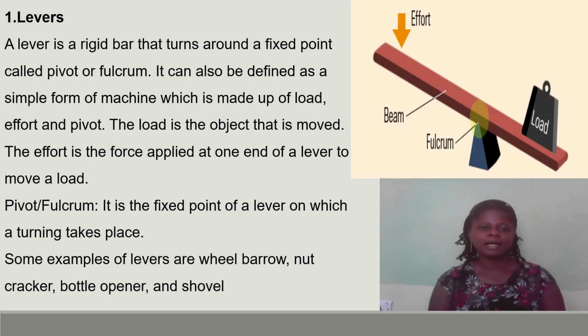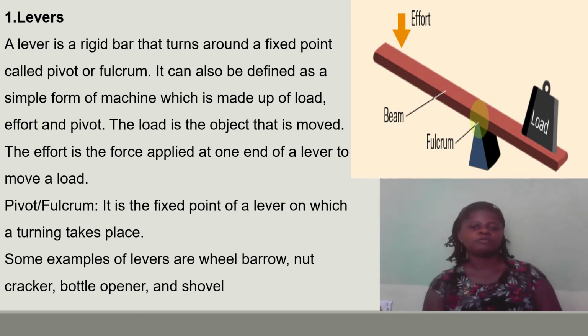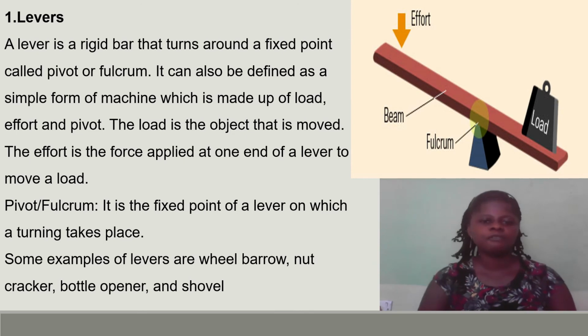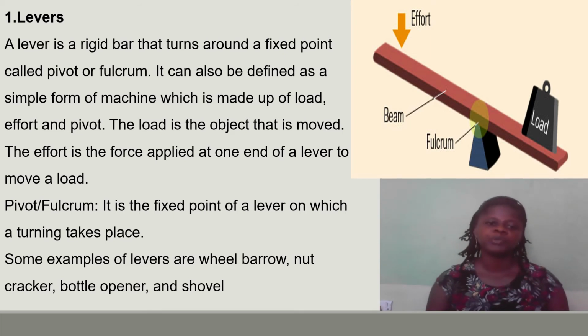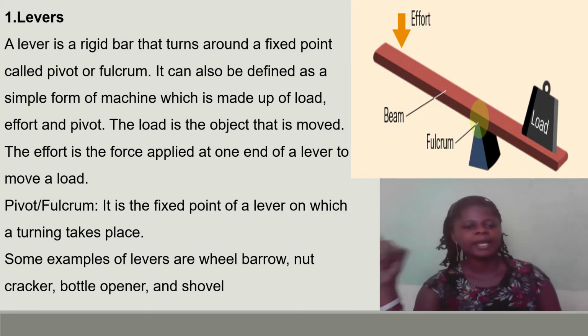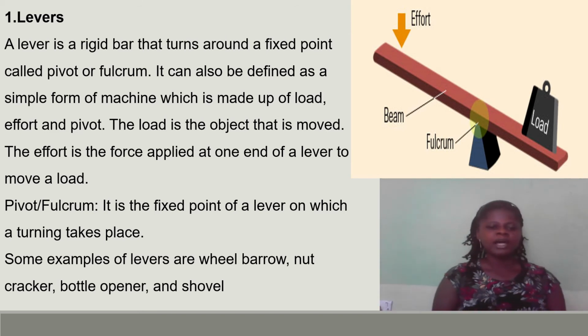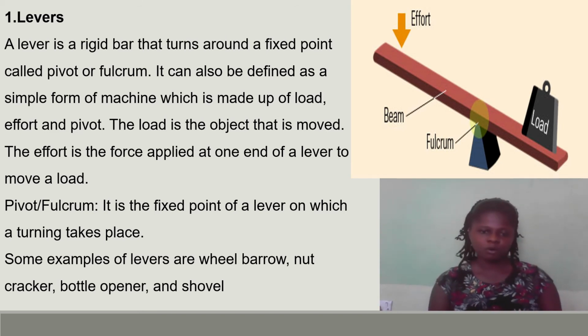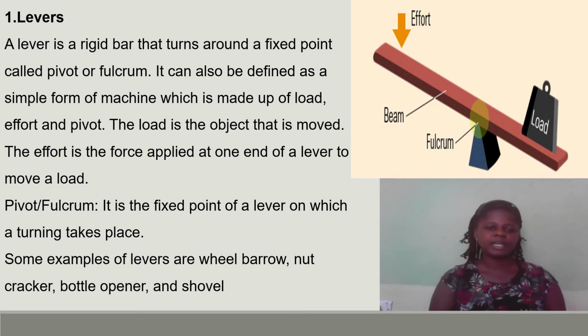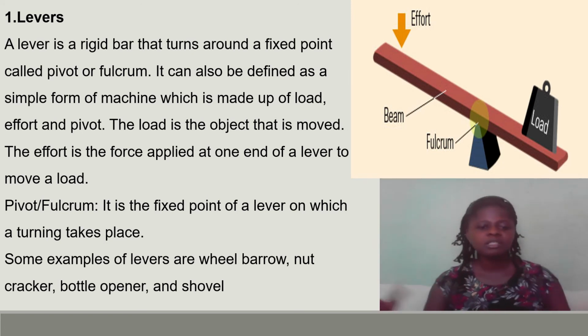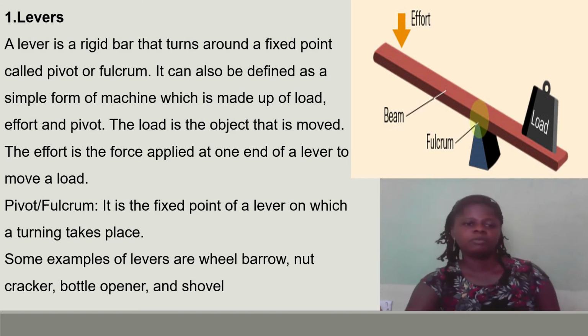A lever is a rigid bar that turns around a fixed point called a pivot or fulcrum. It can also be defined as a simple machine which is made of load, effort, and pivot. The load is the object that is moved. The effort is the force applied at one end of the lever to move a load. The pivot or the fulcrum is the fixed point on the lever, around which the turning takes place. Examples of levers are wheelbarrow, nutcracker, bottle opener, and shovel.